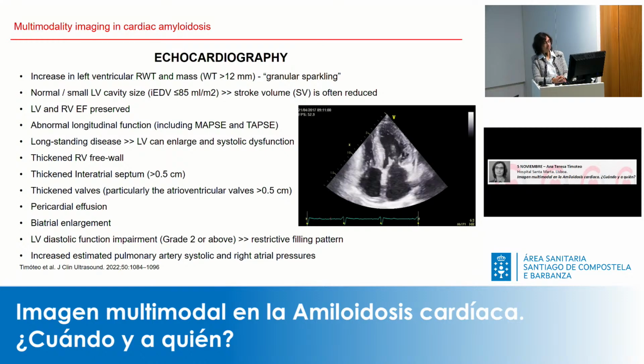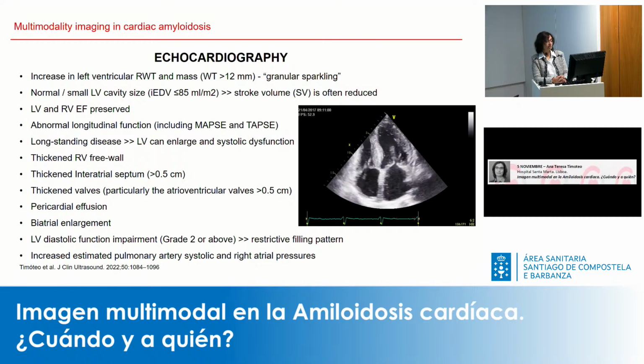The left ventricular cavity size is usually normal or small, and stroke volume is often reduced. The right and left ventricular ejection fractions are usually preserved at the beginning. There is an abnormal longitudinal function, both of TAPSE but also MAPSE. But with long-standing disease, the left ventricle can enlarge and systolic dysfunction will ensue.